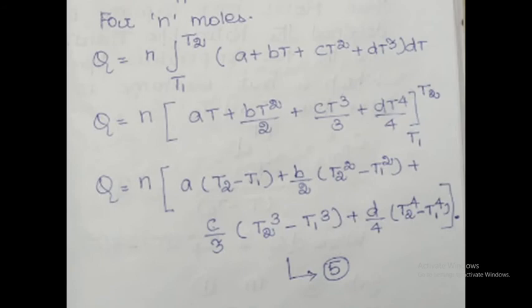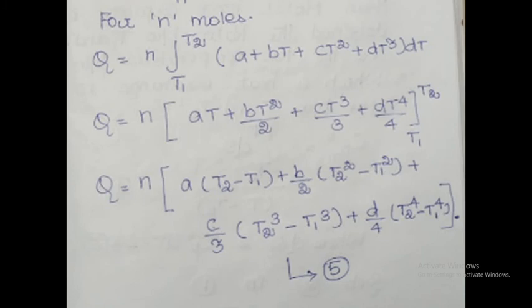For n number of moles, Q = n times the integration of T1 to T2 of (A + BT + CT² + DT³) dT. We integrate this expression with respect to temperature. Finally we get Q = n times the first term A T, plus B T² by 2, plus C T³ by 3, plus D T⁴ by 4. The limit is T1 to T2.